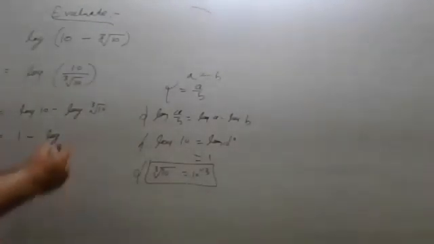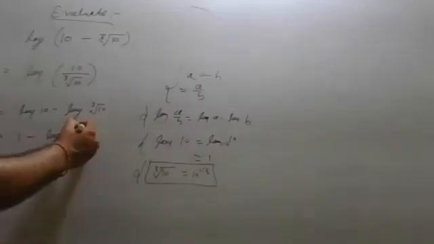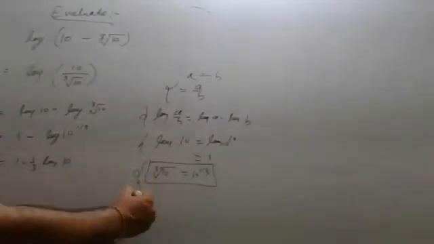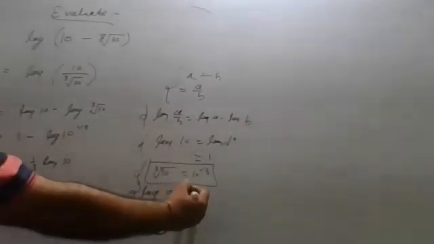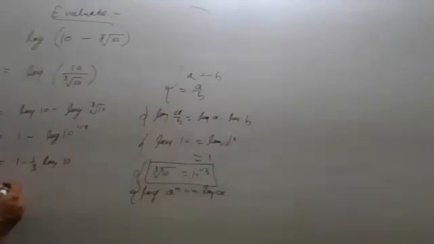Log 10 to the power 1 by 3 equals 1 minus 1 by 3 into log 10, by which formula? Log a to the power m equals m log a. So that equals 1 minus 1 by 3 into the value of log 10. So leave it. Is it not 2 by 3? Is that clear to you? Understood? And we can solve it with other methods also.